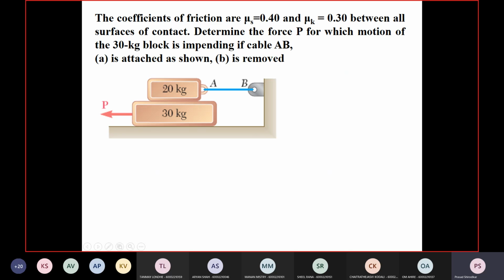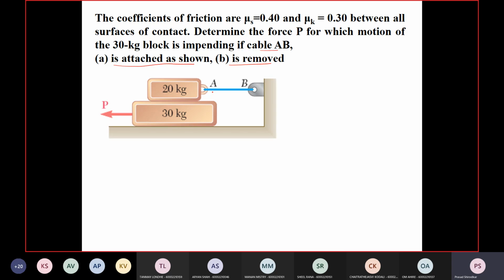Coefficient of friction, μs, that is static, is 0.4, and μk, kinetic, is 0.3 between all surfaces of contact. Determine the force P for which the motion of the 30 kg block is impending: A, if cable AB is attached, and B, if it is removed. Okay, so let's solve for both these cases.